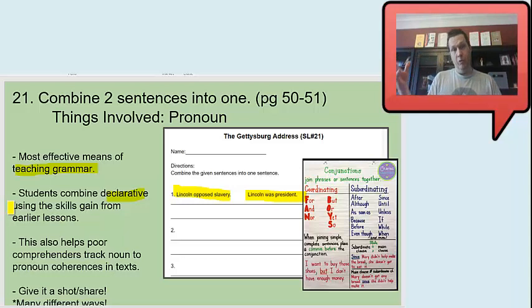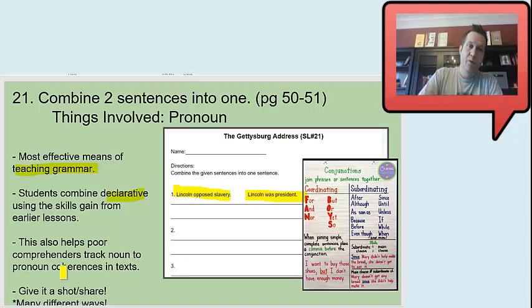It allows you to have deep conversations pretty much about everything we discussed and much more, which is why it's the most effective way of teaching grammar. Because you're going to cover all those things, and you're going to start to realize what they're struggling with, what they're not struggling with. So it's kind of a comprehensive piece.